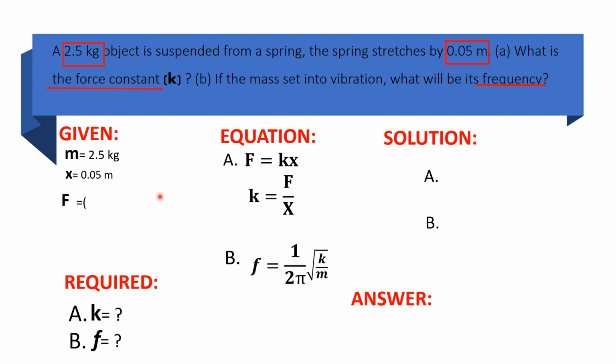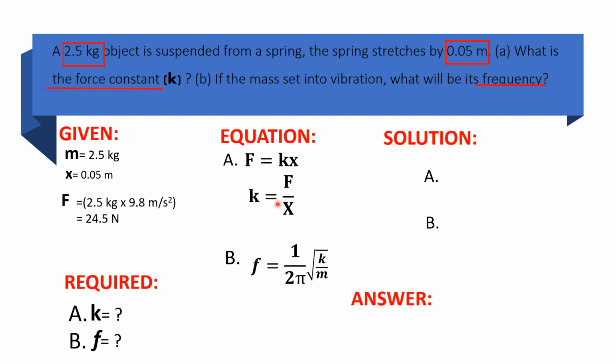So, let us multiply 2.5. That is the value of the mass. Multiplied to the acceleration due to gravity kasi nakasuspended ang ating spring. So, that is 9.8 meter per second squared. So, multiplying this, the unit for our force would be 24.5 Newton. Since we have the value of the force and we have the value of the x or displacement, which is 0.05, we can now proceed with solution A.